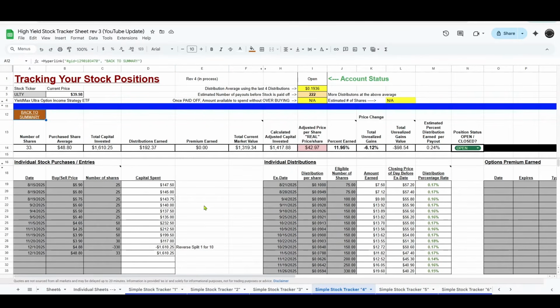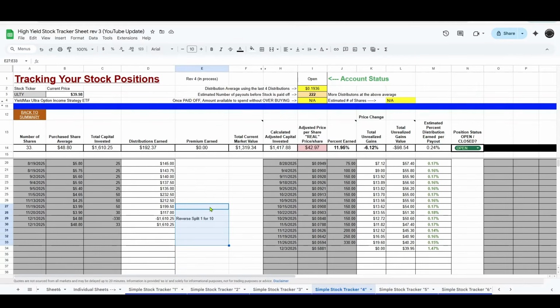ULTY. Now, ULTY did have a reverse split. And if you did miss that video and the link that I did pop up into this video previously, then I'll also link it at the end and you can watch it from that point. But for this one, I have a total of 33 shares due to that reverse split. So that brings my real price per share from $42.97 down to $42.38.